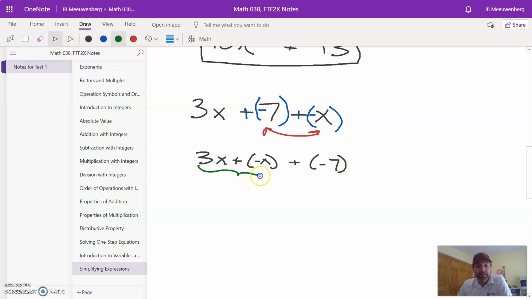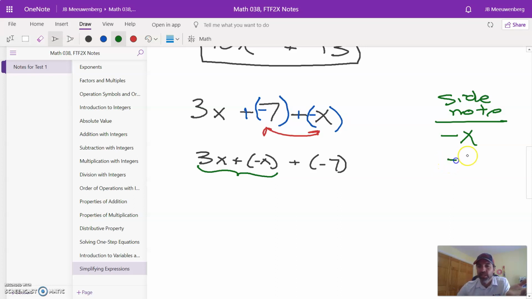Now we can combine these two terms, 3x plus negative x. Well, how do I do that? What does negative x mean? Off to the side. Side note. What does negative x mean? This goes back to that multiplicative identity. And in front of every variable that's just all by itself is a 1. Negative x and negative 1x are the same thing. If you see a variable all by itself, there is a 1 in front of it. There is one of them.